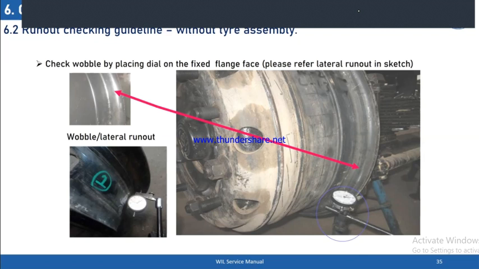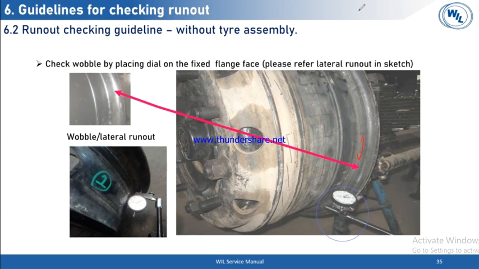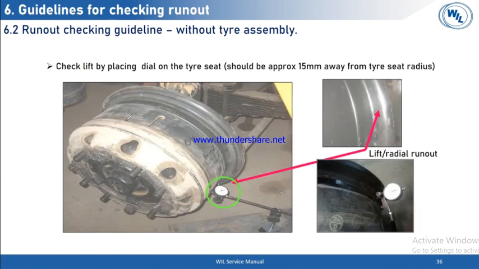If you see this particular area where we are showing this arrow, when we check the runout at this location, it will contribute the wobble. So the wobble has to be checked on this particular face only, which is shown here. There are two runout faces, one is lift, one is wobble. This particular area we call wobble or lateral runout. Then another area is called lift or radial runout.